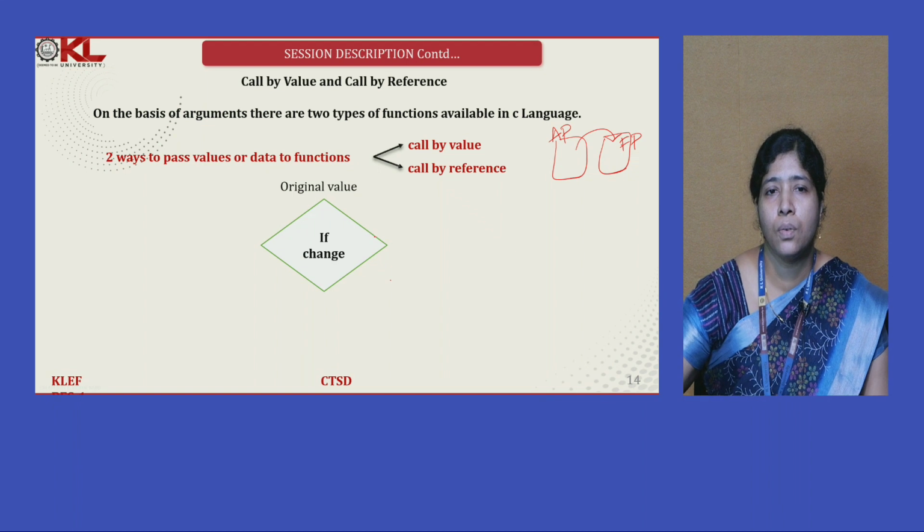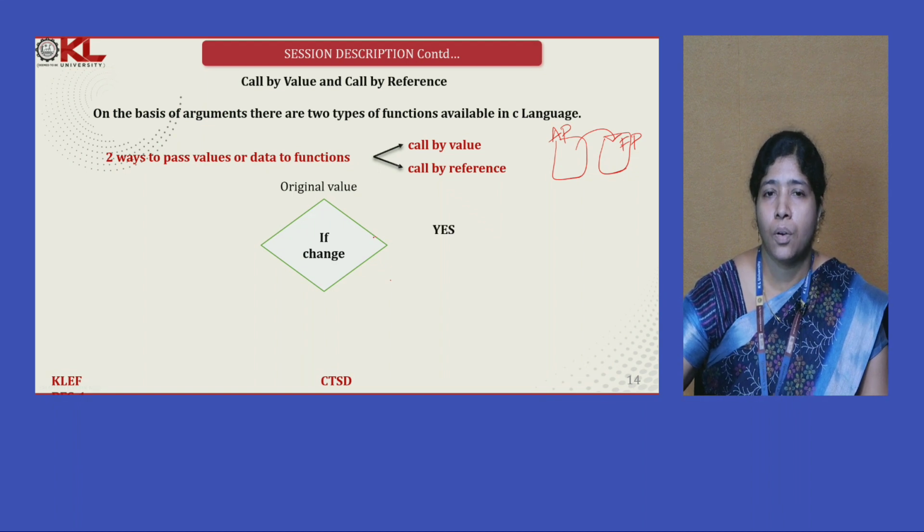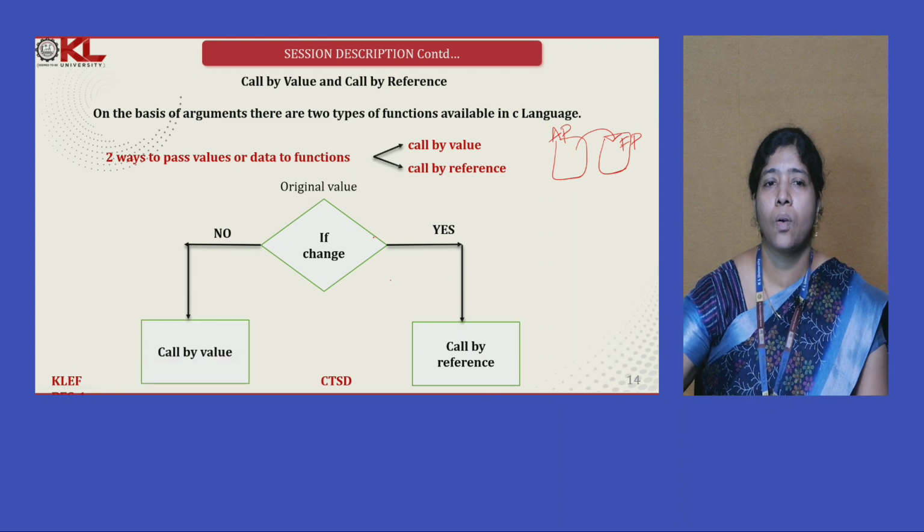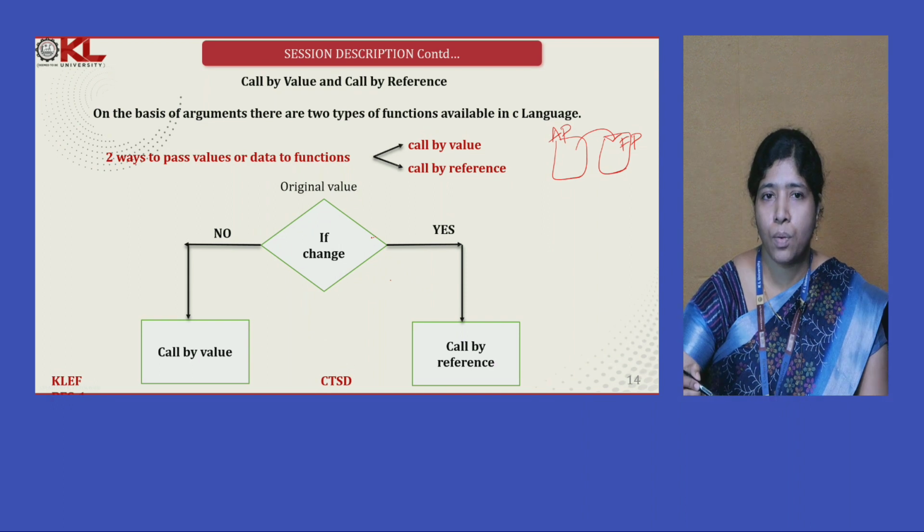if the original value is changing, then we say it is call by reference. If it is not affecting the original values, then we say it is call by value. That means for the variables we take from the main function, if any change occurs, we say it is call by reference. If no change occurs, then we say it is call by value.